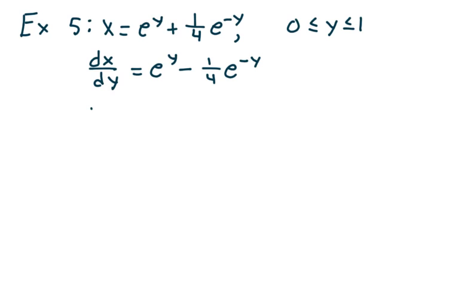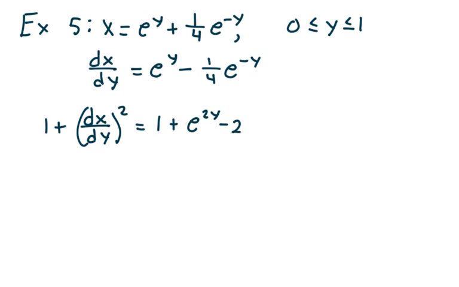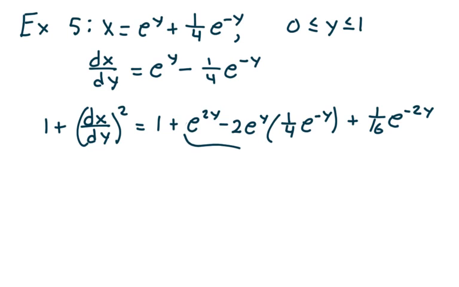So if I square this and add 1, I get 1 plus, and I'm going to square the previous step. So I get e to the 2y, minus 2e to the y times 1/4 e to the negative y, plus 1 over 16 e to the negative 2y. So these last three terms form a perfect square.